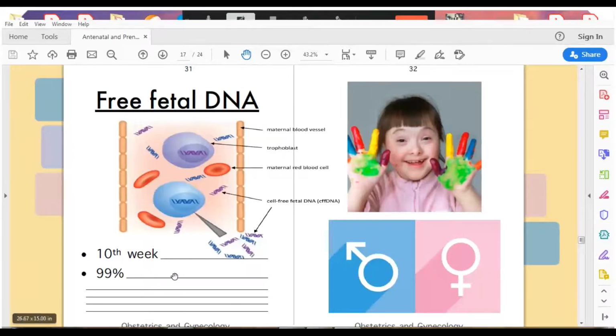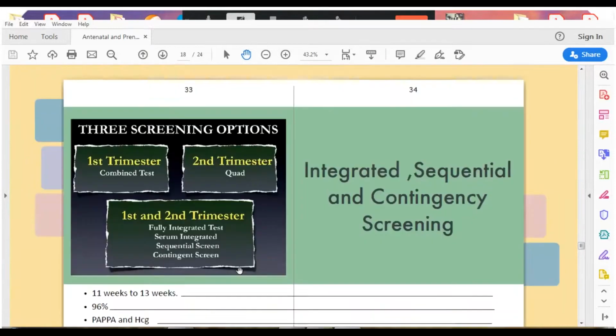This is usually done as early as the 10th week. That is really good. It's really early, and the sensitivity is 99%. So this can give you a hint, for example, if the kid will suffer from Down syndrome, and can even tell you the gender of the kid by the 10th week.